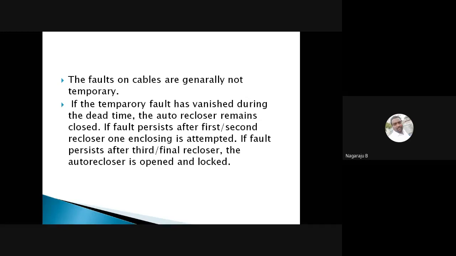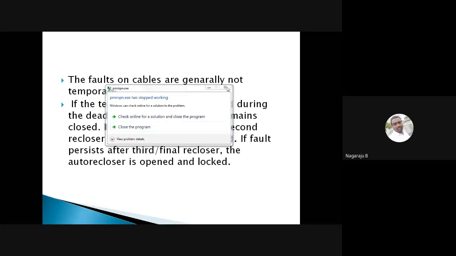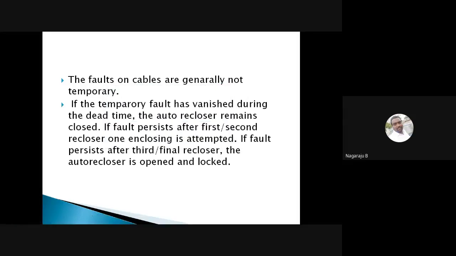Another thing is, reclosers are designed for single phase as well as three phase. Single phase reclosers give more service when compared to three phase, in the way of reliability, in the way of service, in the way of continuity of the power also. Single phase reclosers are more feasible than three phase reclosers.